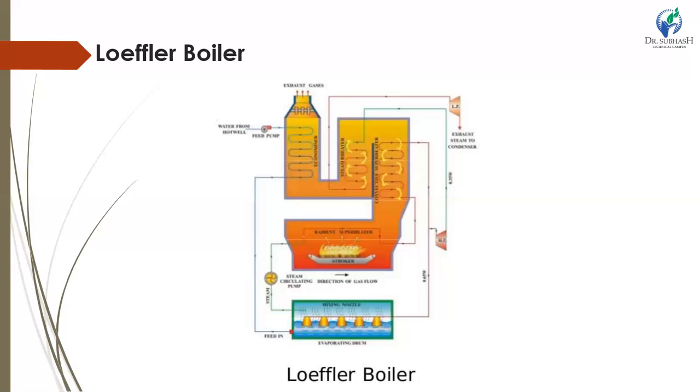Steam from the radiant superheater enters the convective superheater, where it is finally heated to the desired temperature, which is around 500 degrees Celsius. The convective superheater receives heat from flue gases entirely by convective heat transfer.